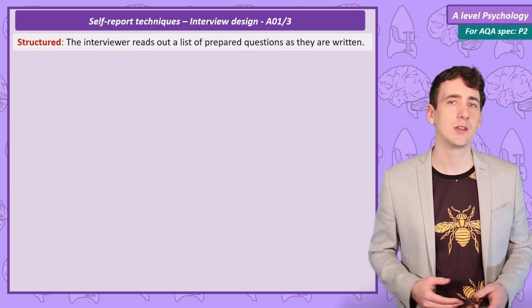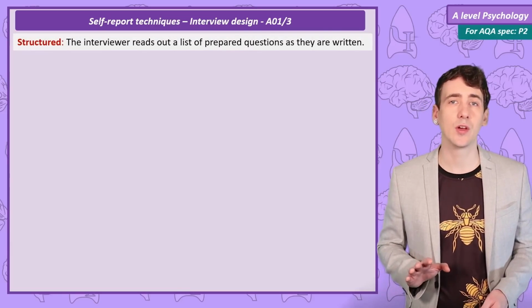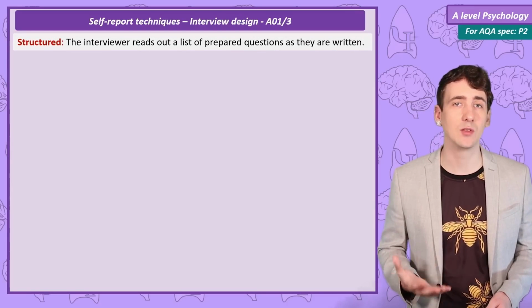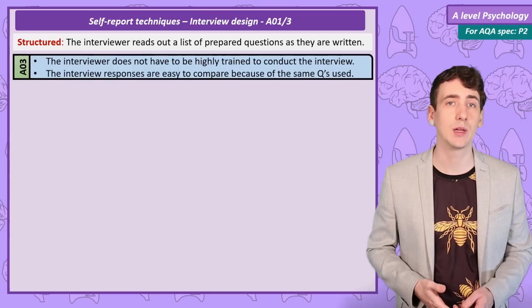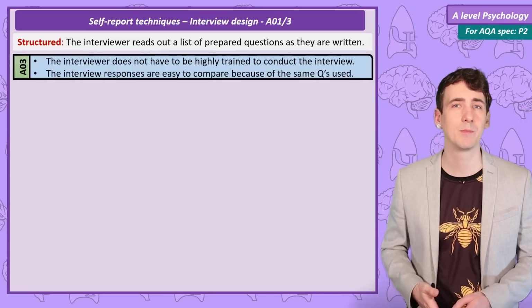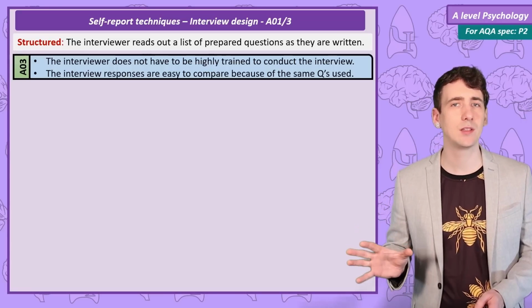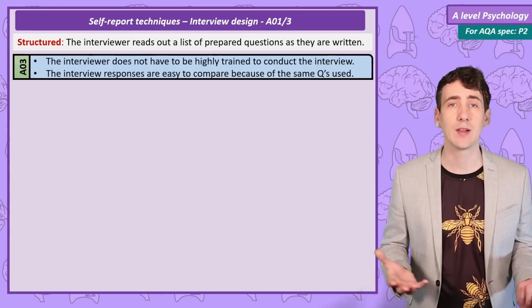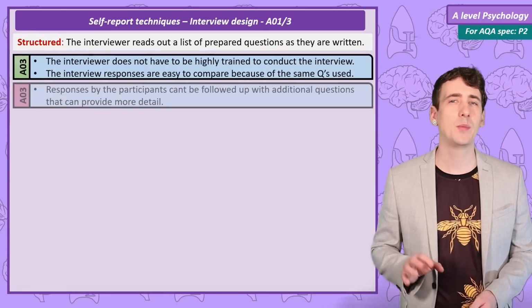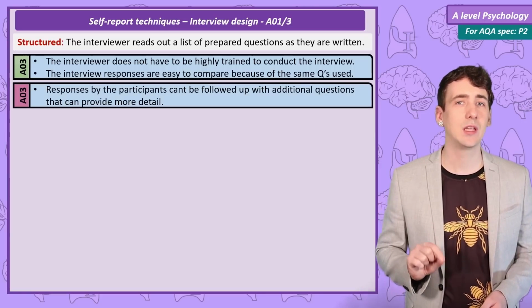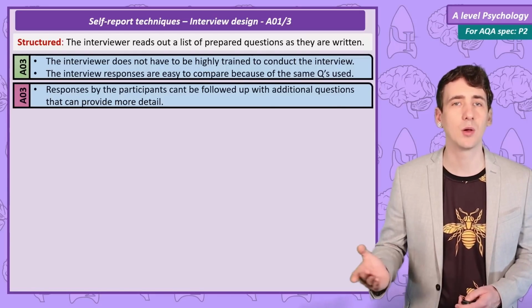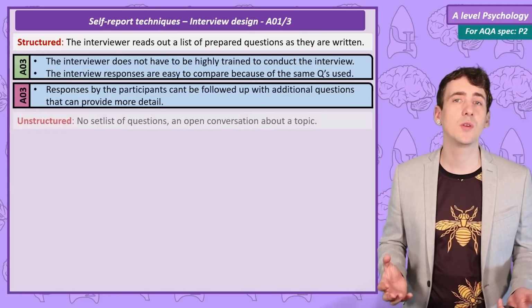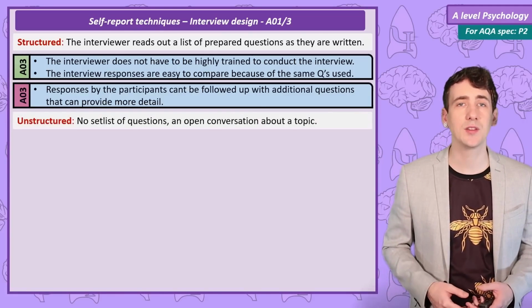Let's consider structured interviews first. In this case, the researcher will have a full list of questions that are asked in order. Advantages of this method are you don't need a fully trained interviewer if they're just asking questions from a list. Also, it's easier to compare interviews because all interviewees have had the same experience. However, because the questions are fixed, if the interviewee says something interesting, you can't develop on that point by asking a follow-up question.